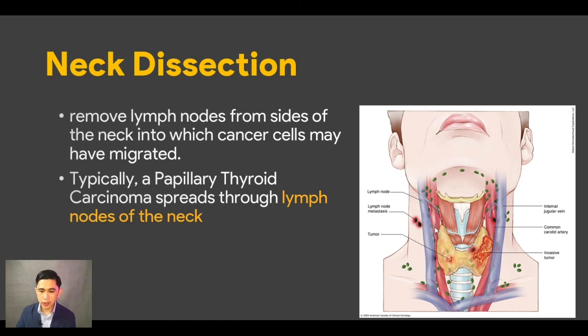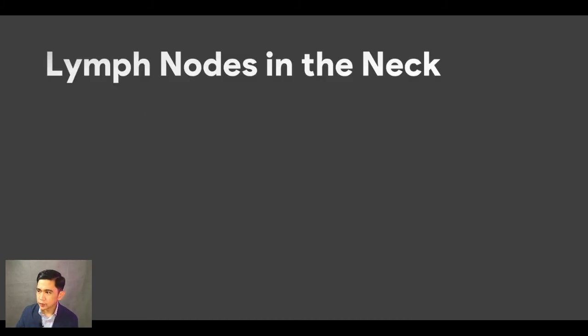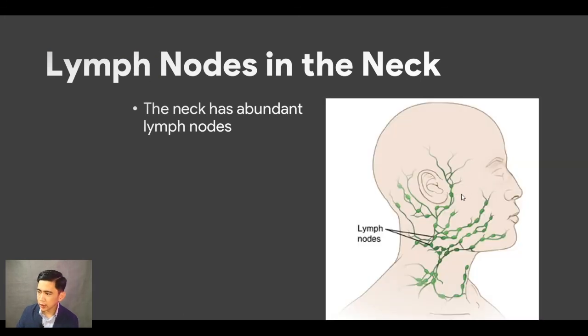So lymph nodes of the neck are structures that the neck has an abundance of. It looks something like this one. I usually describe the lymph nodes as like beans, like pork and beans. Okay, these are scattered all over the neck.